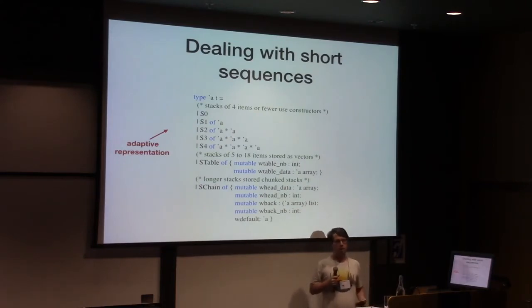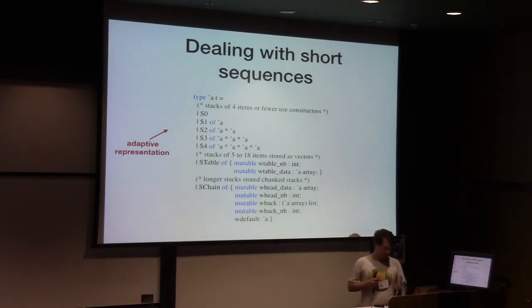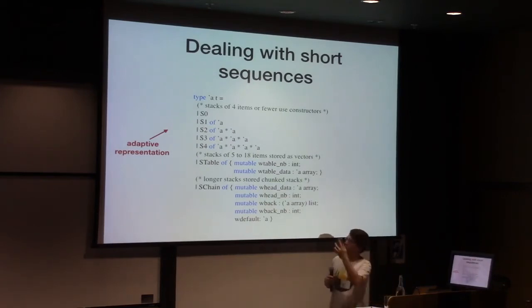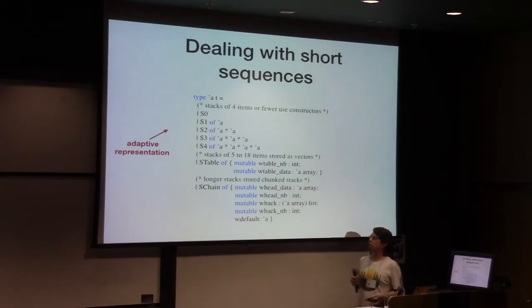And anecdotally, I've heard of cases in industrial settings where they had to re-implement large portions or an entire STL just because of this issue. So the obvious solution that we're experimenting with here is just to have a special representation for small sequences.